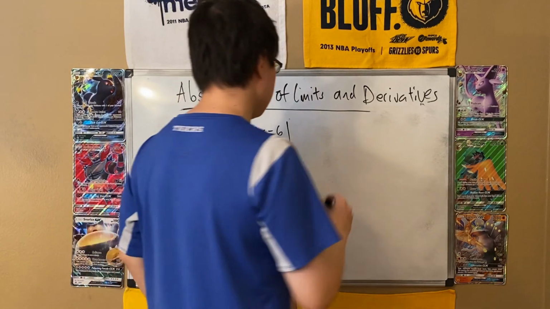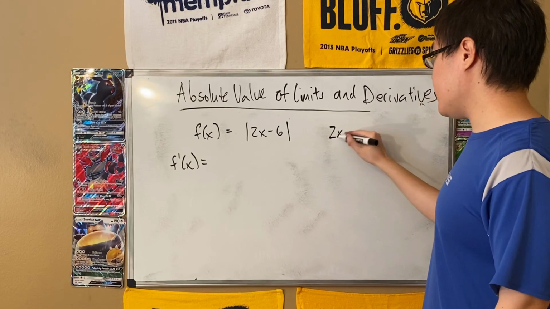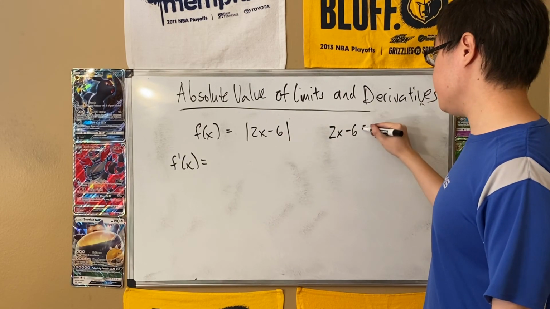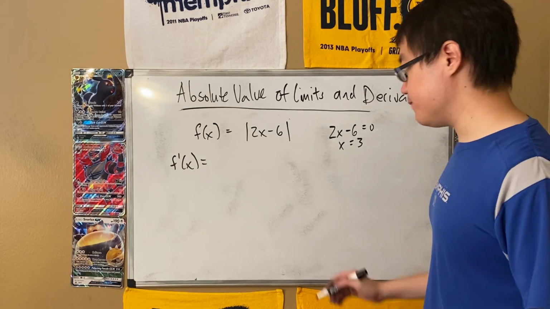So how do you find the sharp point? It's pretty easy. Same thing with the previous questions. What you do is you set the thing in the absolute value equal to 0. x is equal to 3 in this case. So this is going to be my problem point.